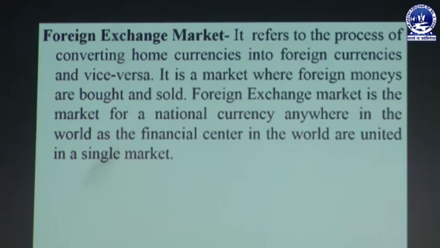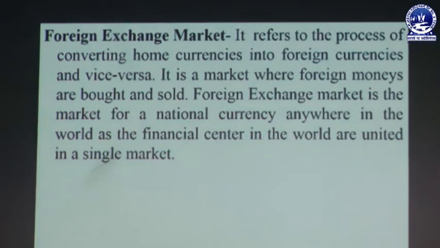The last one is foreign exchange market. It refers to the process of converting home currency into foreign currency and vice versa. So, foreign exchange means converting the home currency into foreign currency or converting the foreign currency into home currency. That is the role of the foreign exchange market. It is a market where foreign monies are bought and sold. So, here foreign monies are transacted.